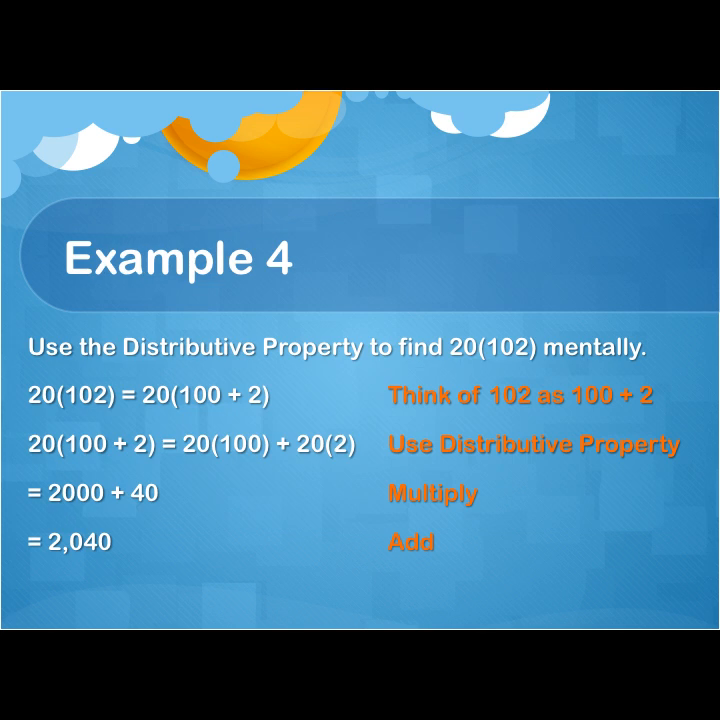In example 4, we are going to use the distributive property to find 20 times 102 mentally. The first step is to break up 102 into 100 plus 2. Then we will use the distributive property to distribute 20 to 100 and to 2. Now we have 20 times 100 plus 20 times 2. From there we can multiply to get 2,000 plus 40. And then we can add to get a final answer of 2,040.